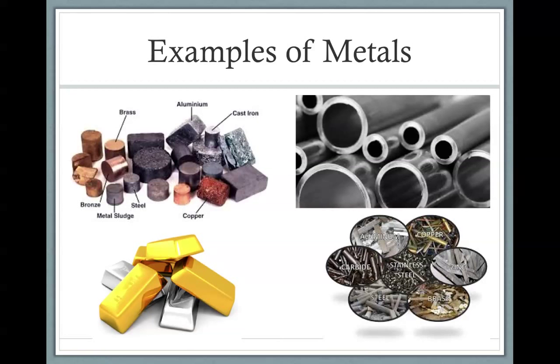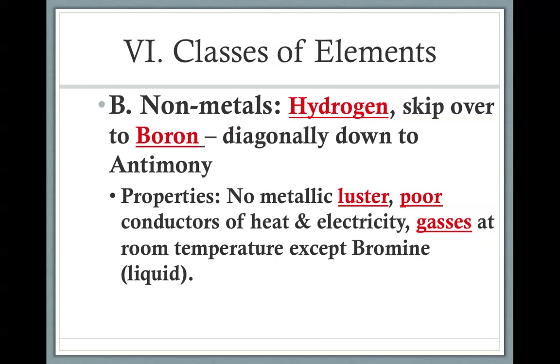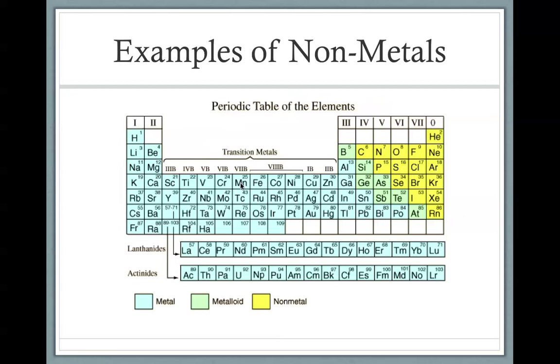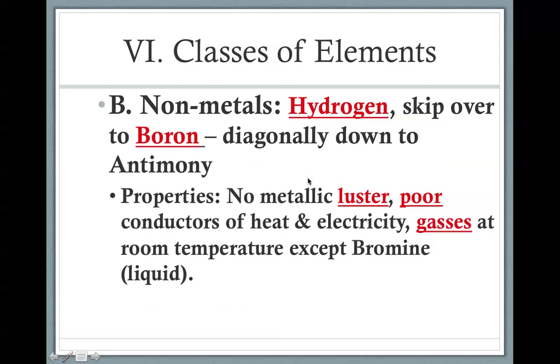All right, so here are some more examples of metals: copper, iron, aluminum, brass, steel, gold. Then on our periodic table, we have nonmetals. So if you go to hydrogen, skip over to boron, and then go diagonally down to antimony. Okay, so all of these guys are nonmetals. So there's less nonmetals than metals. So their properties, they have no metallic luster, no shine. They're not good conductors of heat, electricity, and they're gases at room temperature, except for bromine, which is a liquid.